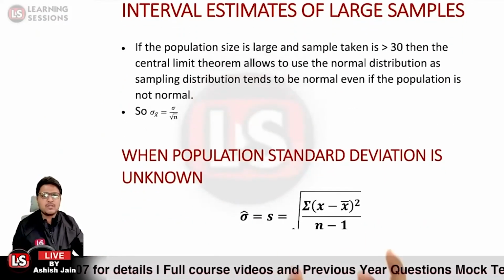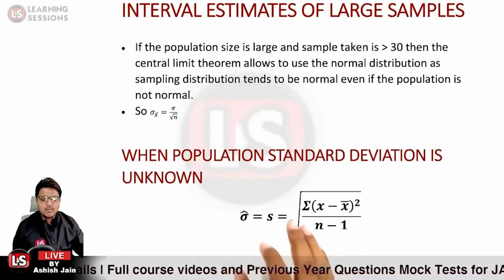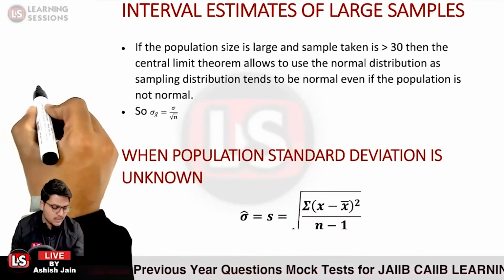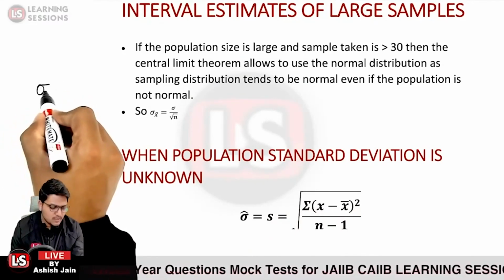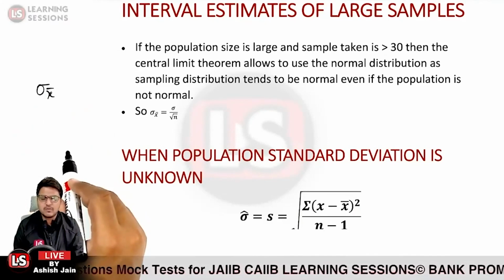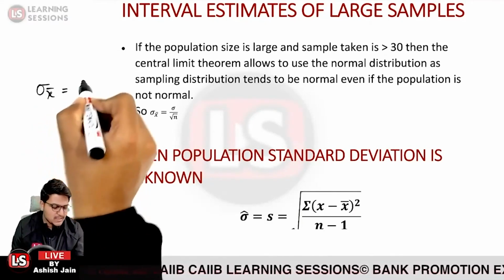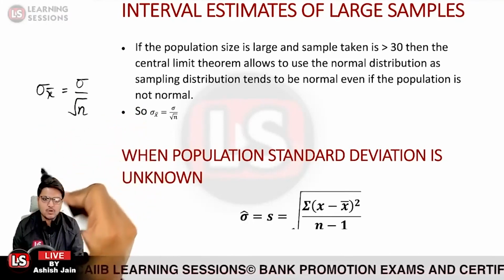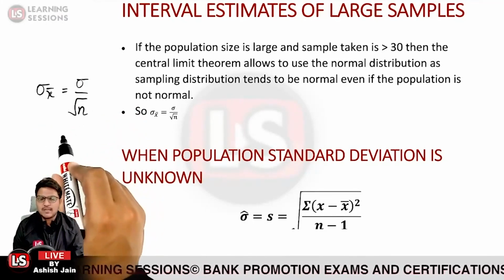And further, when the population standard deviation is unknown, because if you want to calculate the standard deviation of the sample itself, not the mean, in that case the formula turns out to be standard deviation of the population divided by the square root of n. n is equal to what? n is equal to the number of entities in the sample itself.